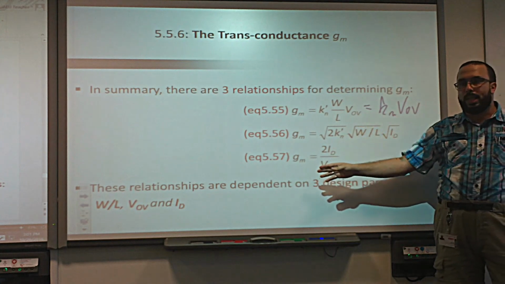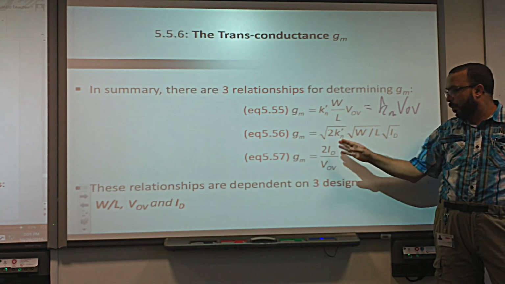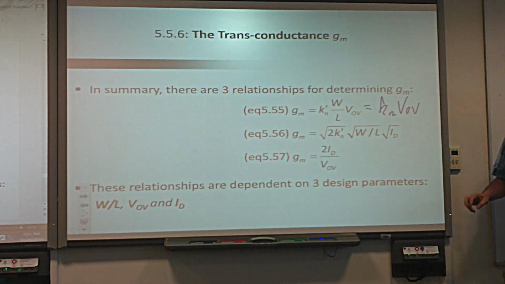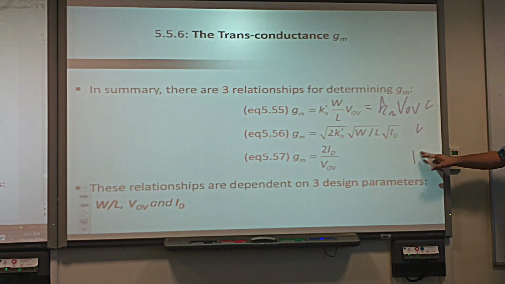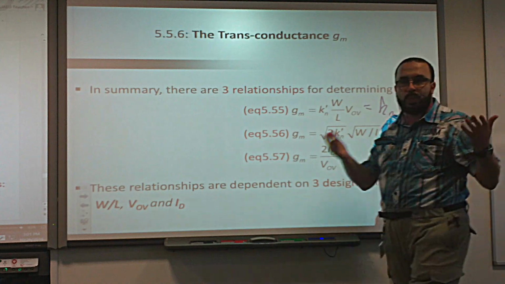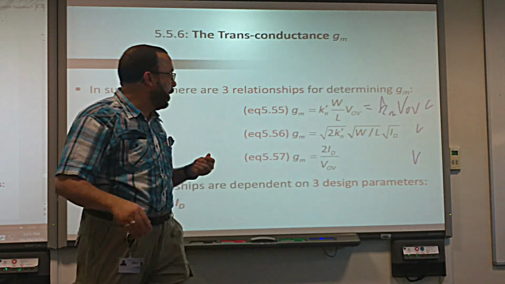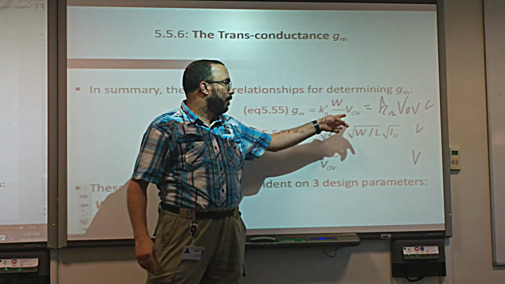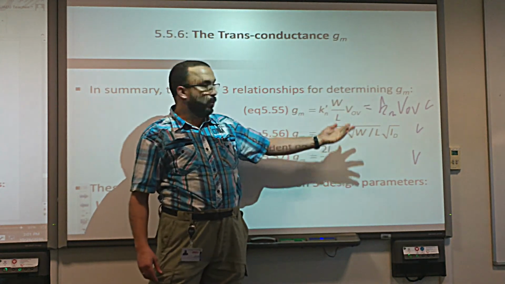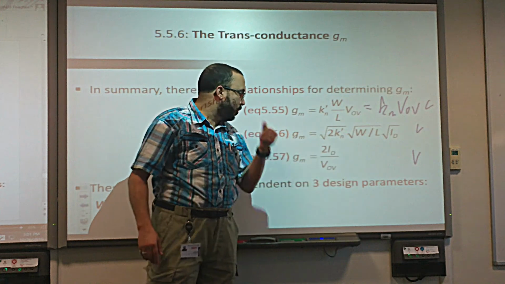Or we can use the last equation, which is 2ID divided by overdrive, or ID over half of overdrive. So which equation to choose? It depends on the problem. It depends on what we know and what we don't know. Sometimes we know, for example, the overdrive. Sometimes we don't know the overdrive. We know the current. We'll use this one, yes or no? Yes. And we use this one.